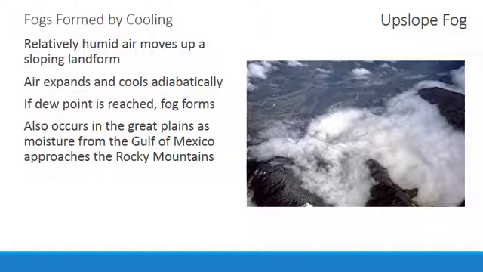The Gulf of Mexico is, of course, at sea level, so air flowing up the Great Plains expands and cools adiabatically by as much as 22 degrees Fahrenheit. And that can result in extensive upslope fog in the Western Plains.